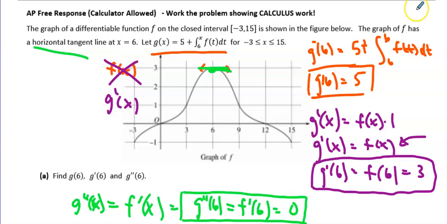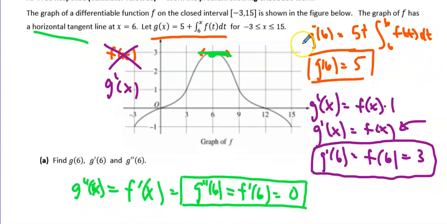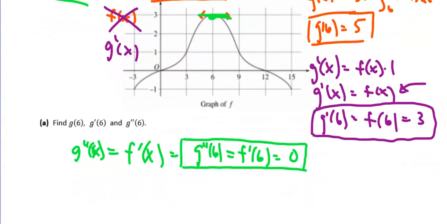Okay? So that's how you do this problem right there. So simply plug in to find g of 6. Find the first derivative of our function here. Again, the 5 goes away, and we use the fundamental theorem of calculus part 2 to figure out that g prime of x is equal to f of x. And then finding the second derivative is just the first derivative of f, which again would just be the value of the slope of the tangent line or whatever we want to do with that problem.